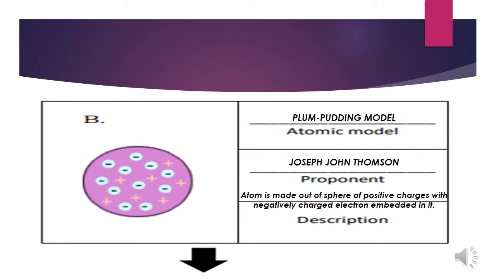For letter B, ito ay ang plum pudding model ni Joseph John Thomson. Sinasabing atom is made out of a sphere of positive charges with negatively charged electrons embedded in it.